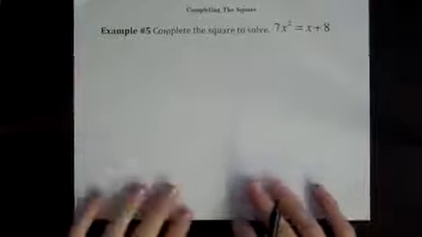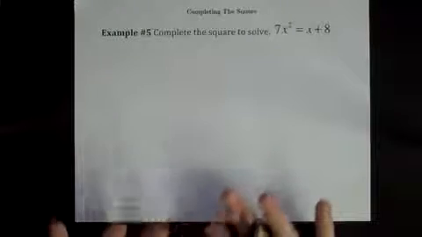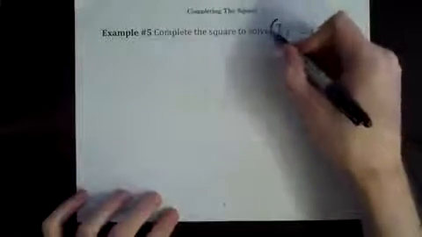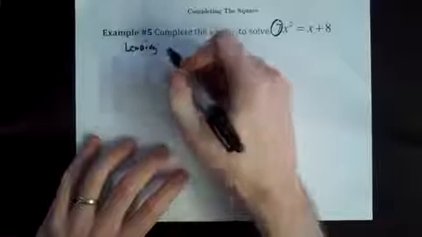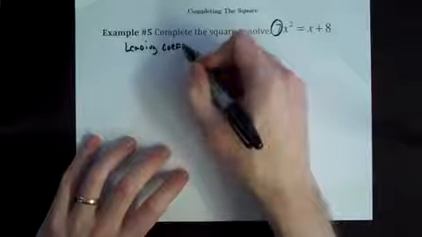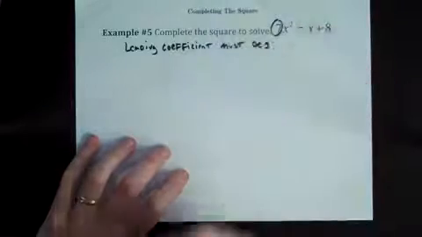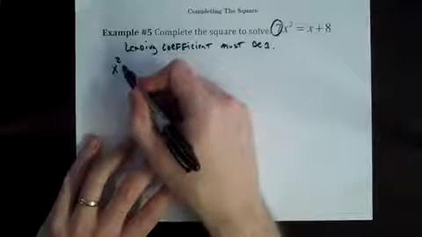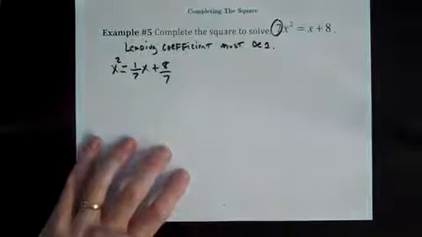So take a deep breath. We're trying to complete the square to solve 7x squared equals x plus 8. Okay, you notice here, this 7 you cannot have. It needs to be a 1. So leading coefficient must be 1. So we're going to divide by 7. There's my first step.